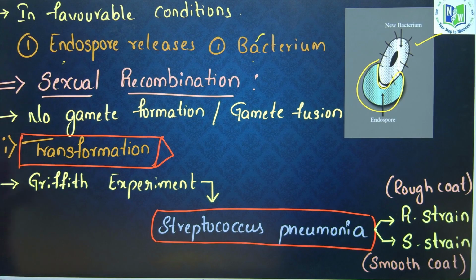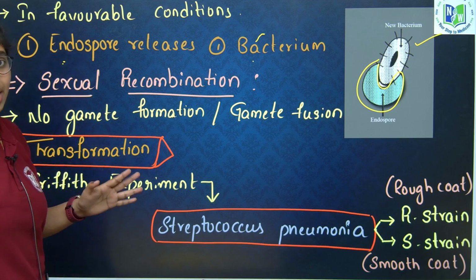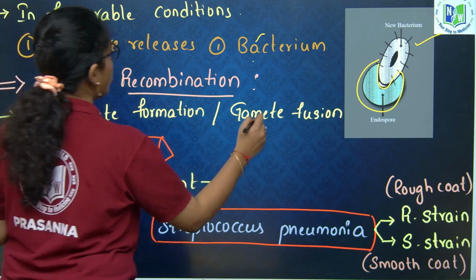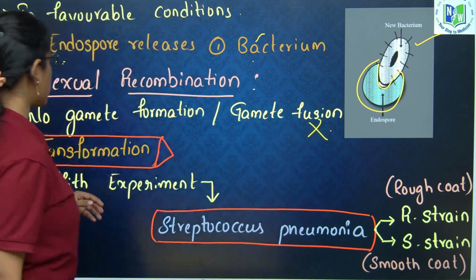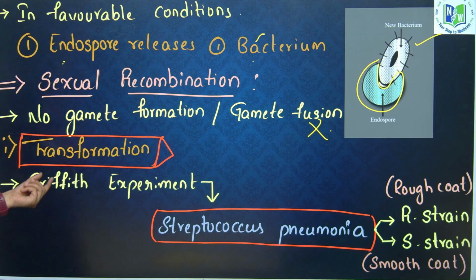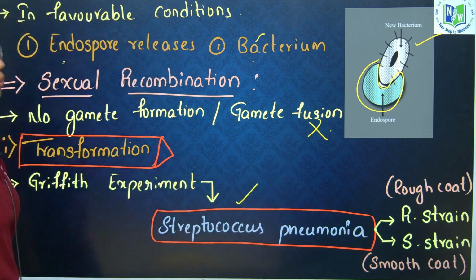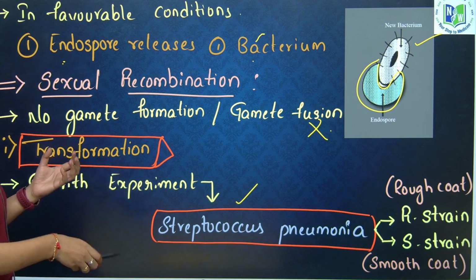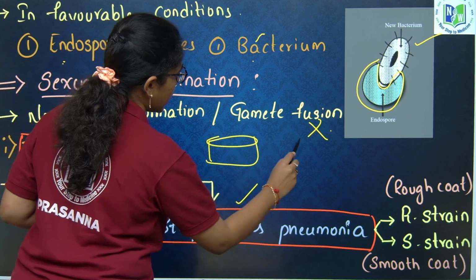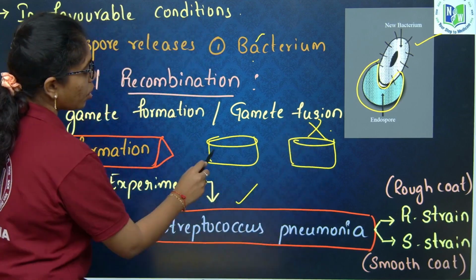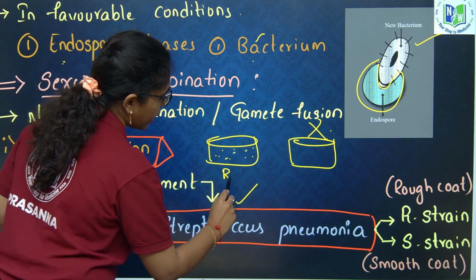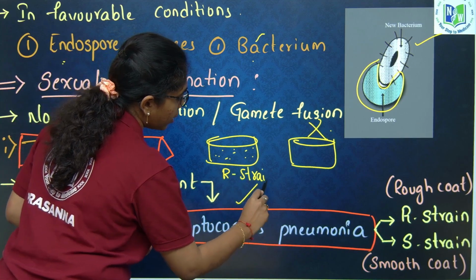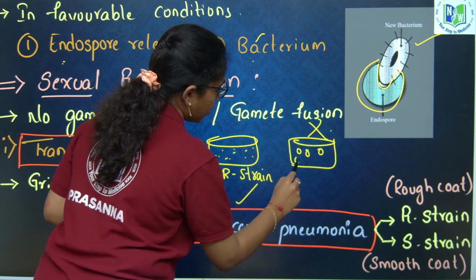Coming to sexual recombination, there is no gamete formation or gametic fusion. Only gene recombination takes place. How? For example, transformation, as experimentally proved by Griffith's experiment, which was conducted on Streptococcus pneumoniae. This was conducted on what bacteria? Streptococcus pneumoniae, wherein he cultivated it in two culture plates, one of R strain and the other of S strain.